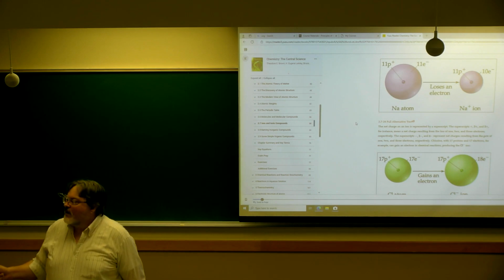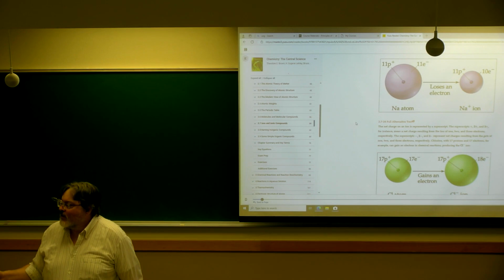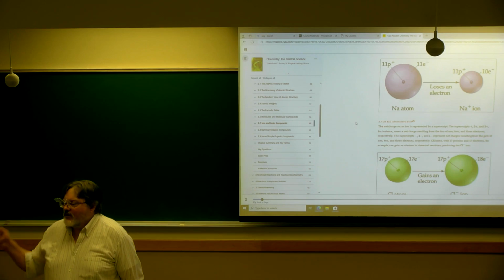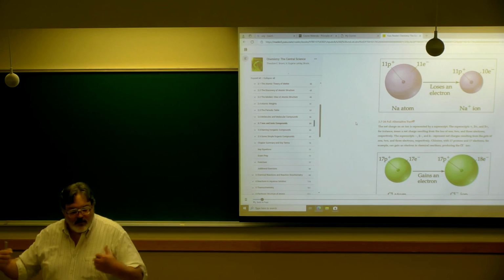So all of these nonmetals will be neutral, meaning they'll still have the same number of protons and electrons when they're in a molecular compound. When the metals are in a metallic compound, they're still neutral, but when it's in the ionic compounds, they're charged, and it's the charge that's pulling them together. There's a positive charge and a negative charge, and they're being pulled together.